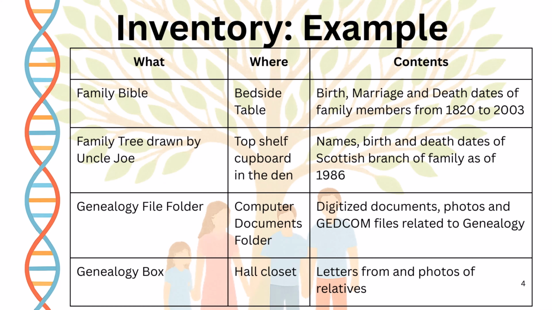Here's an example of how you make your inventory. In this case, I've used a spreadsheet. It doesn't matter which kind. I've got what I have, a few examples, where they're located, and what the contents are. What is in that family Bible that's important? What was in that family tree drawn by Uncle Joe? What information is in there? What about the file folders on your computer? Or you might have a box of material, maybe letters and photographs or whatever. And of course you carry on with that.